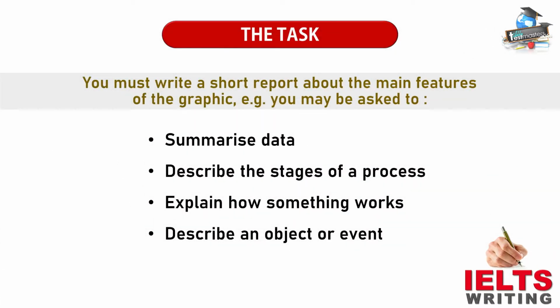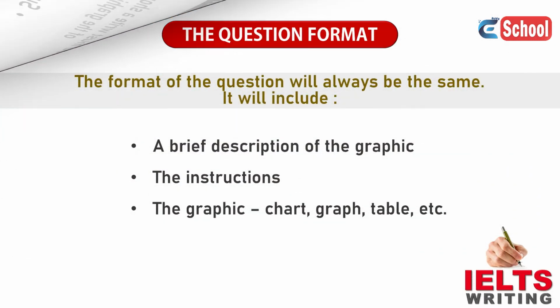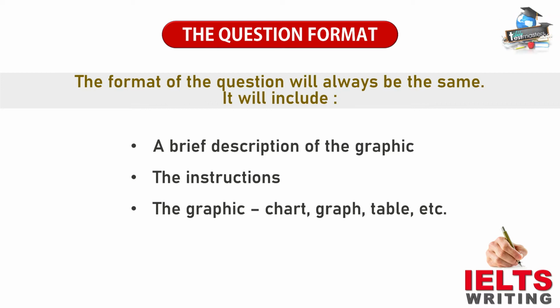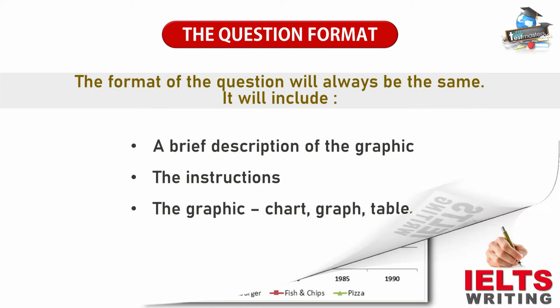For the task, you must write a short report about the main features of the graphic. So, for example, you may be asked to summarize data, describe the stages of a process, explain how something works, or describe an object or event. The format of the question will always be the same. It will include a brief description of the graphic, the instructions, and the graphic itself, that is the chart, the graph, the table, or whatever it might be.